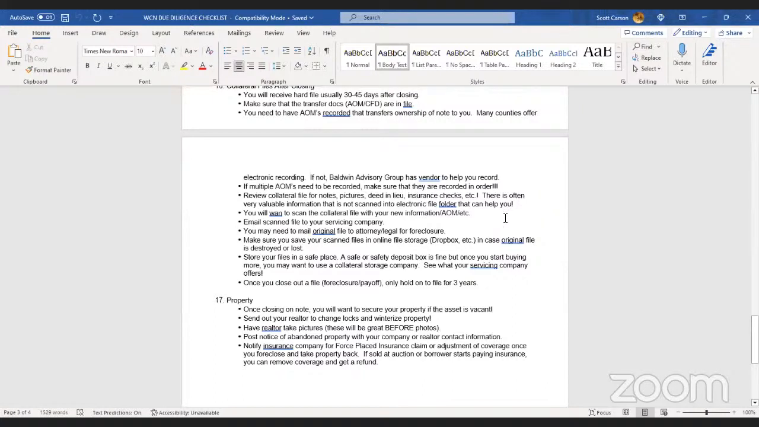You'll want to rescan if you see that the hard copy is different from the scanned copy. Go ahead and rescan the collateral file. You may want to get a different file for the legal documents. All the filings may be in a different collateral file, so you may want to scan those separately.